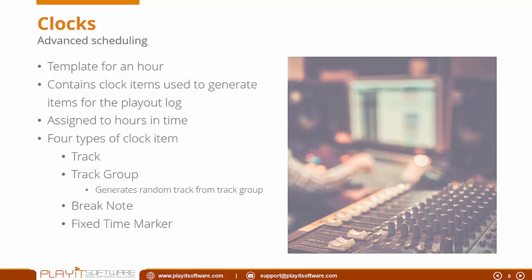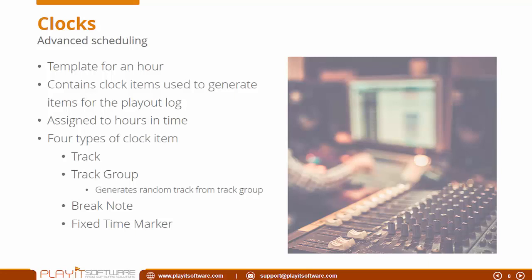There are 4 different types of clock items: track, track group, break note, and fixed time marker. A track clock item will generate a specific track in the Playout log in the same position at the specified hour. A track group clock item will cause the scheduler to pick a random track from the selected track group that does not violate any of the existing Playout policies.